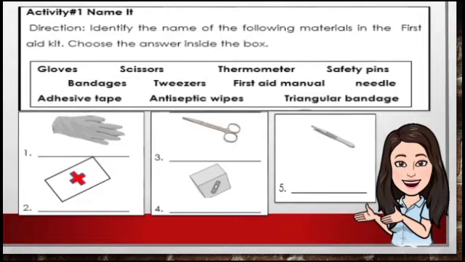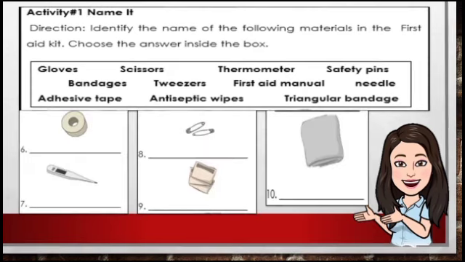To find out if you learned something from our lesson, answer Activity 1 titled Name It. Direction: Identify the name of the following materials in the first aid kit. Choose the answer inside the box. The following choices are gloves, scissors, thermometer, safety pins, bandages, tweezers, first aid manual, needle, adhesive tape, antiseptic wipes, triangular bandage.